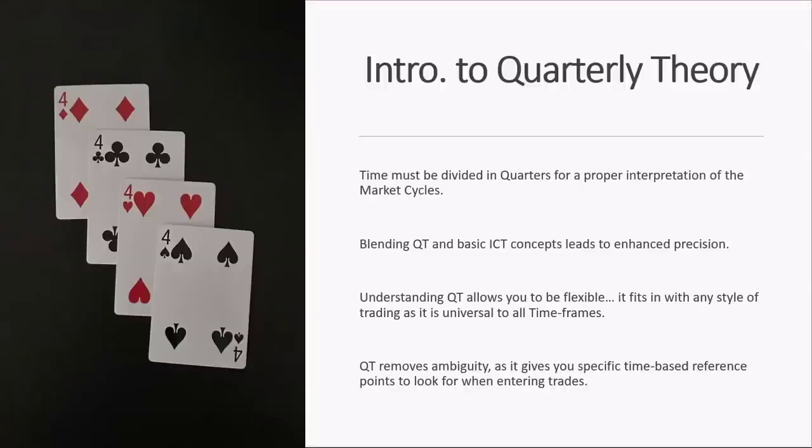Hello everyone, today I'll be introducing quarterly theory. Before going forward, I would like to state that most, if not all, of my discoveries were made by reverse engineering concepts taught by the Inner Circle Trader.